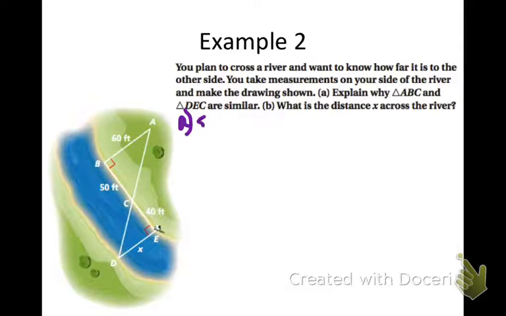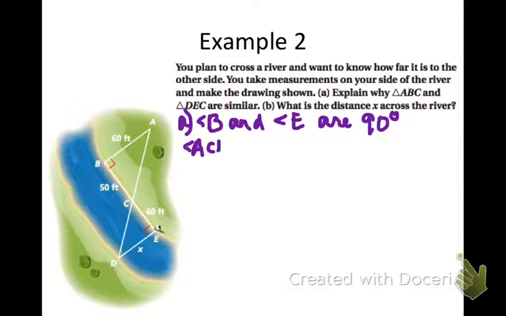We see that angle B and angle E are both 90 degrees. We also notice that angle ACB, and remember the vertex we're looking at is in the middle, ACB, and angle DCE, notice that the vertex is the same, C for both, are vertical angles. And vertical angles are equal.